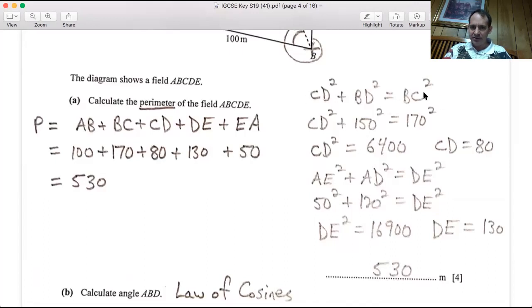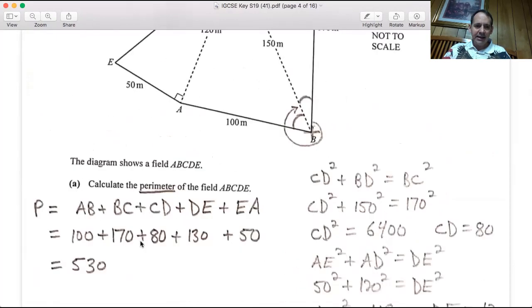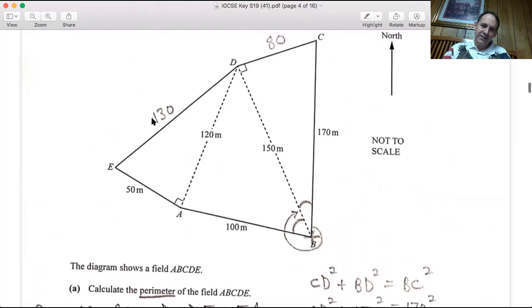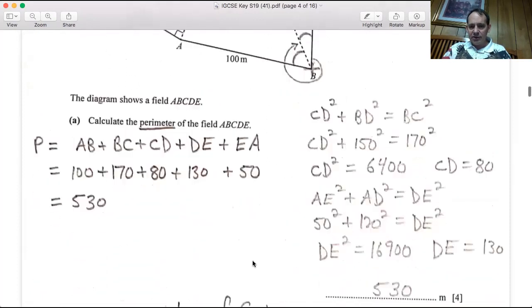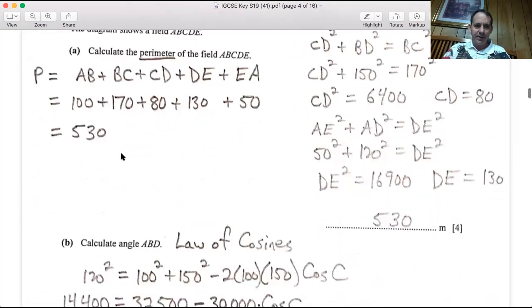You should be able to do this. This is just Pythagorean theorem with the right triangle. So you get CD being 80, and we plug that in here because it wasn't given. We also have to find this value. Notice this is also a right triangle, except this time we're finding the hypotenuse. So again, you use the Pythagorean theorem. 50 squared plus 120 squared equals the DE squared. And you add those up, you get 16,900. Square root it, you get 130. So we plug that in for the DE. Now you just add those up and you get a perimeter of 530.